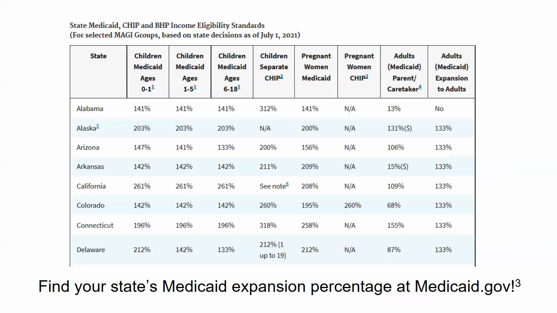So Medicaid.gov will have this full chart. I have just a screenshot of it here at the beginning of it, and it lists out by state not only the Medicaid expansion rate in general, but the Medicaid expansion rate for different populations within the state. So different children, ages, pregnant women, women with CHIP, and adults who are caretakers or parents, and adults who are not. So different expansion percentages for different populations, for different states, can all be found on Medicaid.gov very easily.